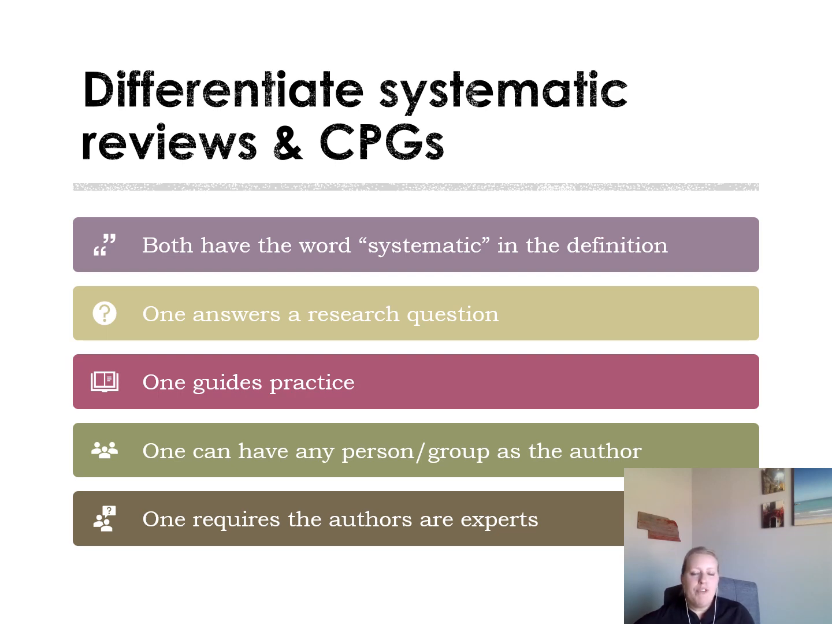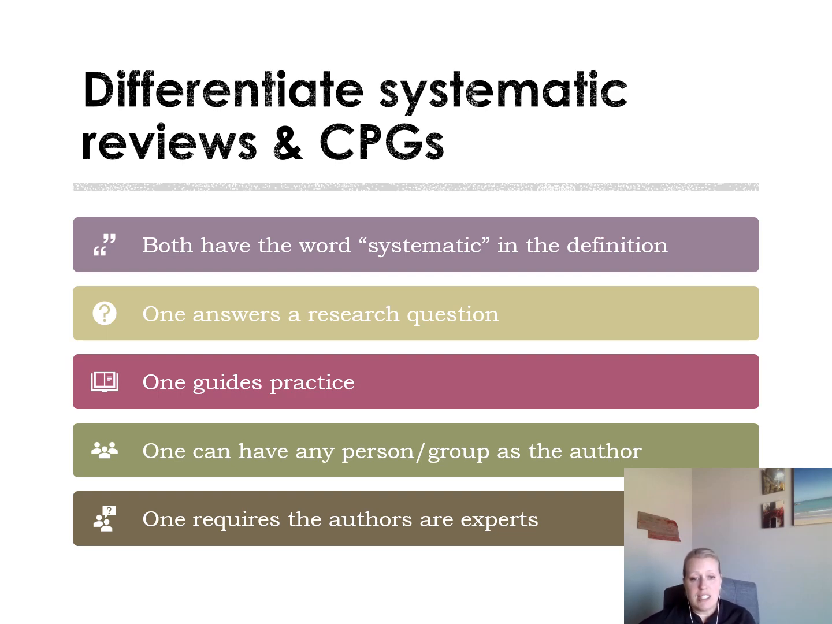Really, if you differentiate systematic reviews and clinical practice guidelines, they both have the word systematic in it because it's very, again, formal and rigid in how they go about producing the results. But one answers a research question and one guides practice. So the clinical practice guidelines guide practice, and your systematic review answers a research question.